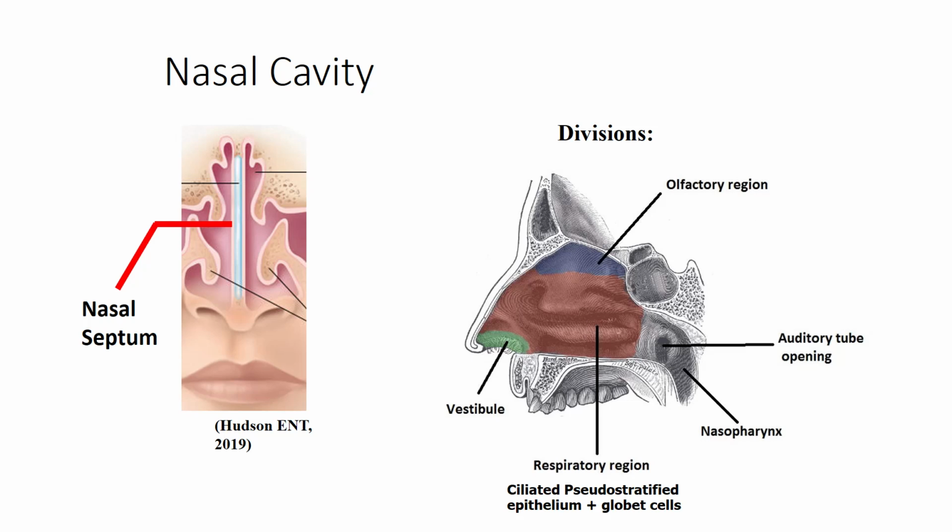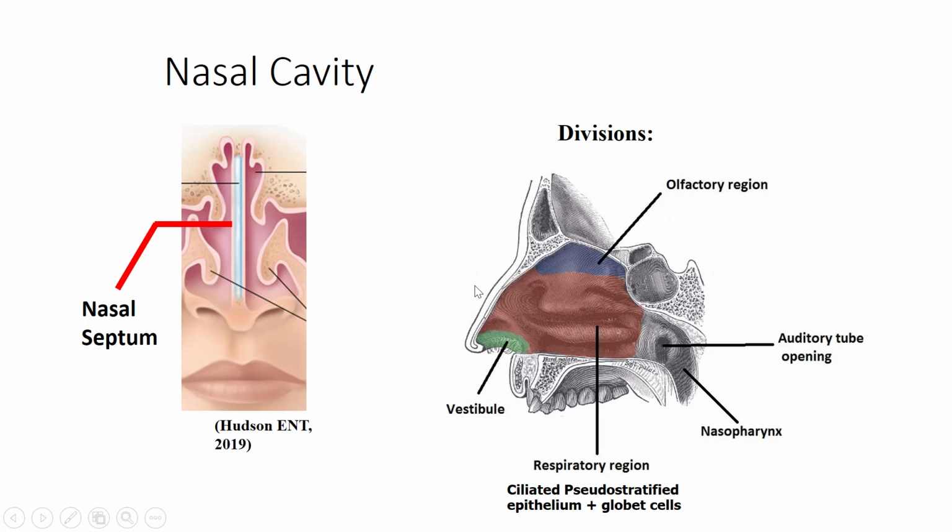So the nasal cavity extends from the vestibule, which is here, to the nasopharynx and has three divisions. The vestibule, which is located more anteriorly, and this area that is surrounding the anterior external opening of the nasal cavity is lined with skin and not nasal mucosa. So this is stratified keratinized squamous epithelium.